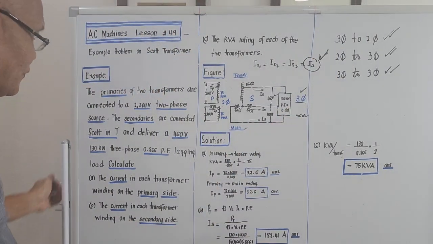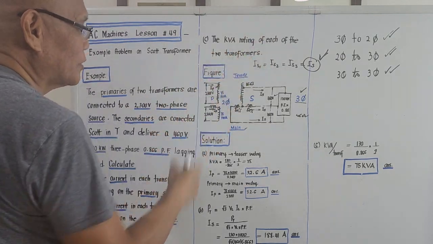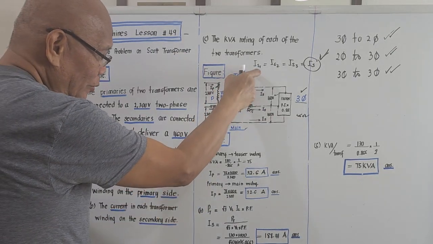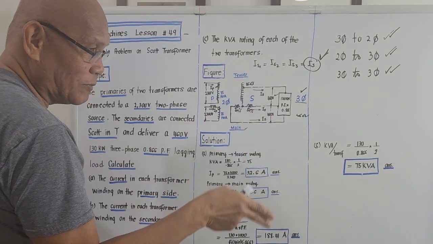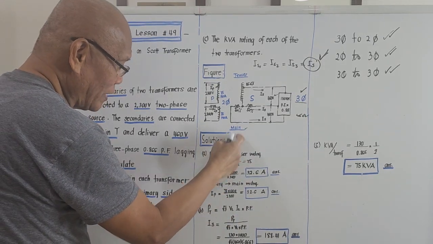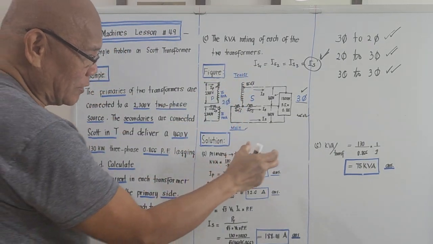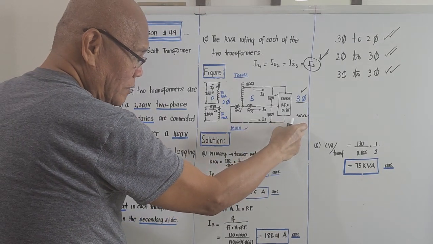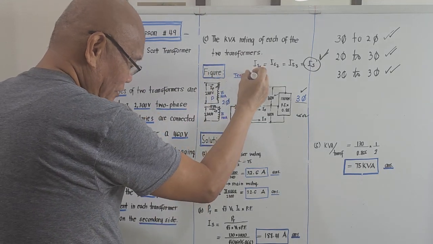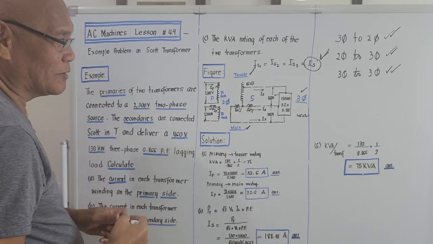Okay, for simplicity. Letter C, the KVA rating of each of the two transformers. Two transformers meaning we are given a teaser transformer and a main transformer, and the problem is just asking what will be the load carried by the main transformer and the teaser transformer. This is an easy one because whatever load is on the secondary, we divide it by 2, and that will be the load for the teaser and main transformer.